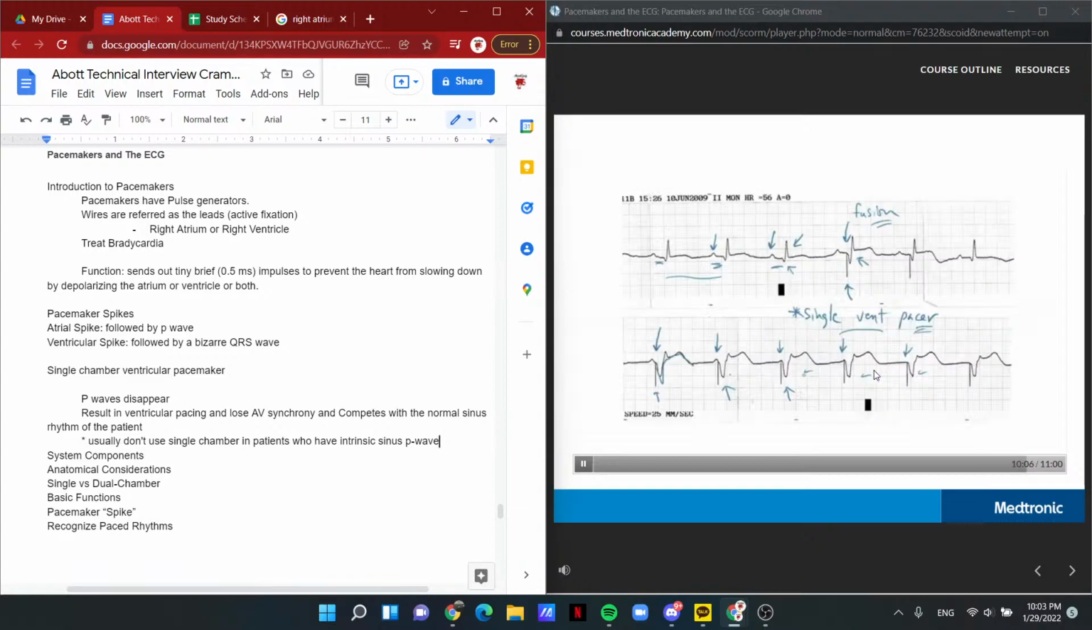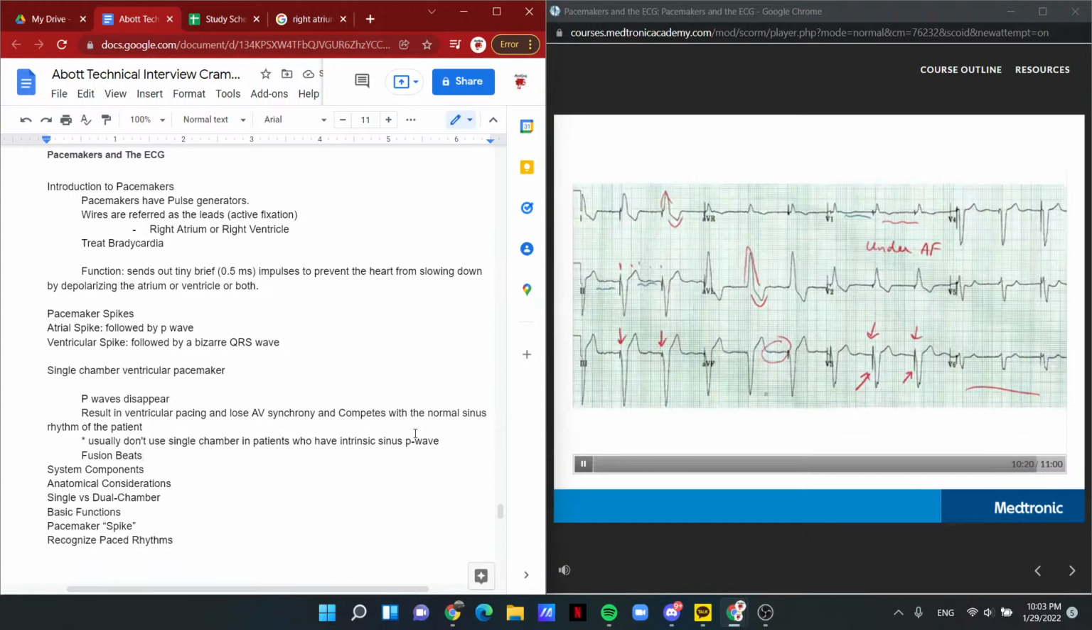In single-chamber ventricular pacemakers, we can often see fusion beats, which occur when the QRS complex is partly from capture of the ventricular myocardium by the pacemaker spike and partly from the P wave conducting down the normal conduction system. I showed you examples of ventricular pacemakers, which are most often used in patients who do not have an intact P wave, such as patients with permanent atrial fibrillation.